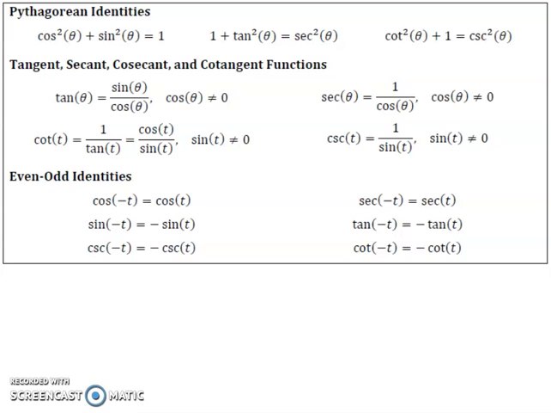Now here is a list of all the identities that we have talked about so far. We've talked about our Pythagorean identities. We have shown that these three are in fact true. We've talked about tangent, secant, cosecant, and cotangent, and our even-odd identities. Now these even-odd identities are going to come into play later in Chapter 6, so we will be referring back to these shortly.